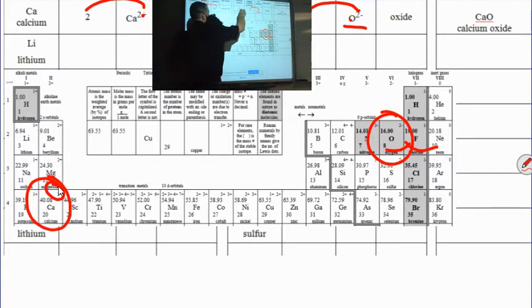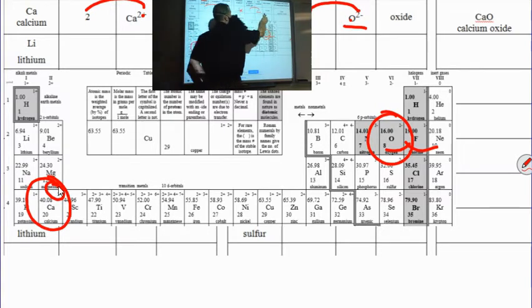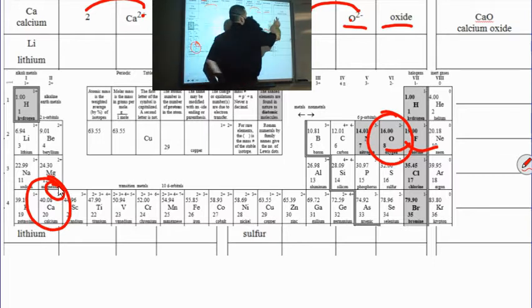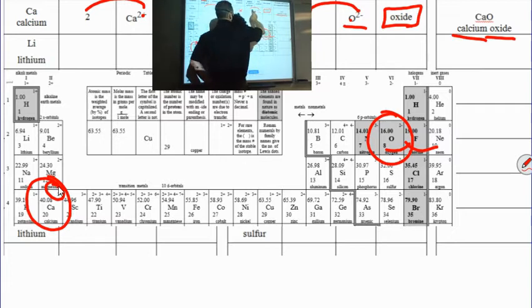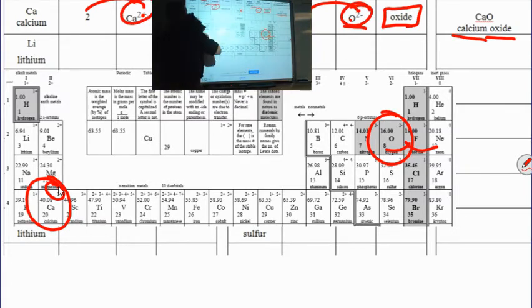I chop off the last part of the name. So oxide is the name. I name the metal just as it is, and then I name my modified nonmetal ion oxide: calcium oxide. This has a 2 negative charge. This has a 2 positive charge, and they balance each other out perfectly.